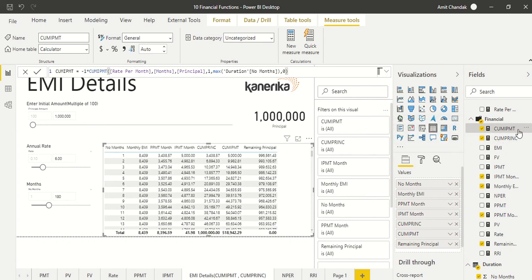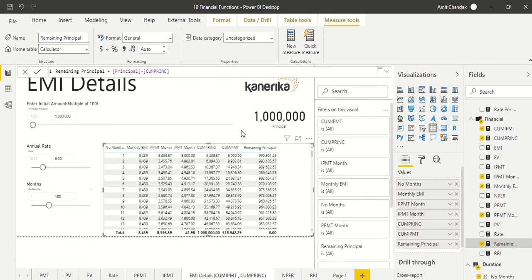So CUMPRINC is for the principal component, and CUMIPMT is for the interest component. We have these two functions which give us the principal and the interest component. And for the remaining principal, we have done a simple calculation where we take the principal minus the cumulative principal value, which gives the remaining principal amount for each month.